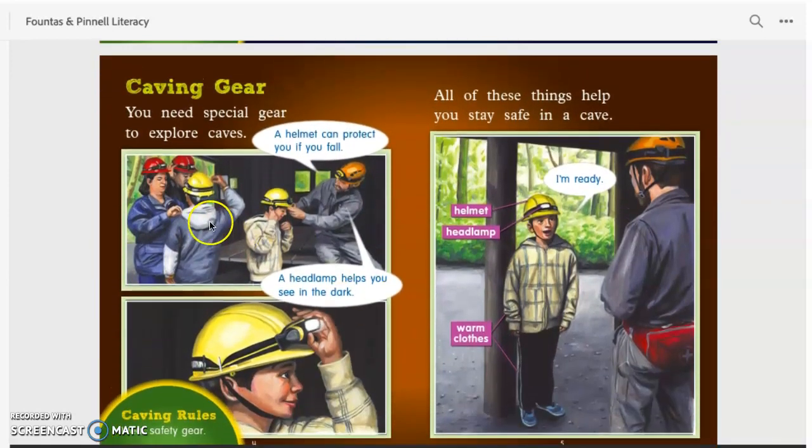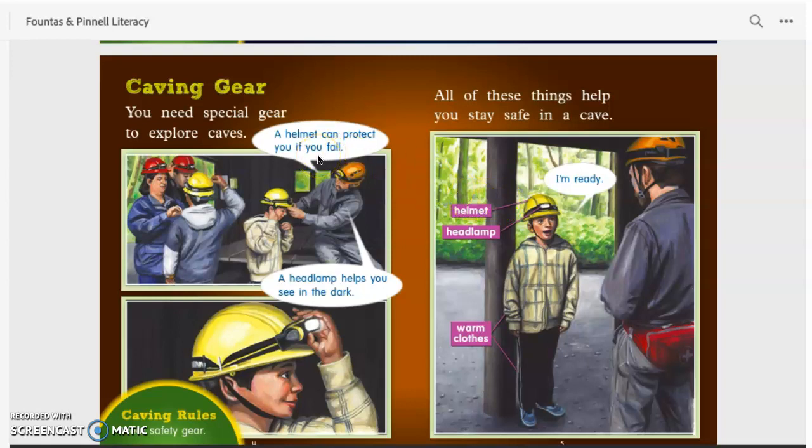Now, here we see there is a heading, caving gear. In other words, what do we wear as we go into the cave? And here's a caption, caving rules, wear safety gear. Here we have labels, helmet, headlamp, warm clothes, and it points to what the label is talking about.